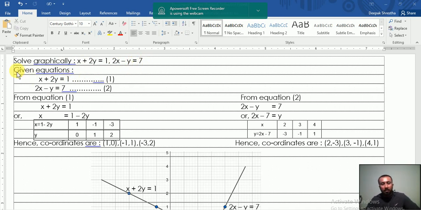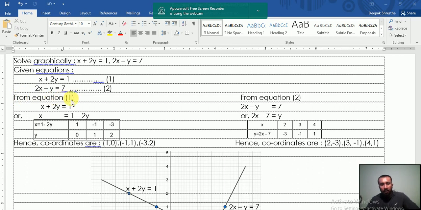First of all, we will be writing the given equations. x plus 2y is equal to 1, this is the first equation, equation 1. And 2x minus y is equal to 7, this is the second one, equation 2.